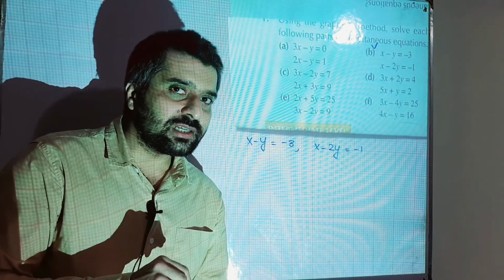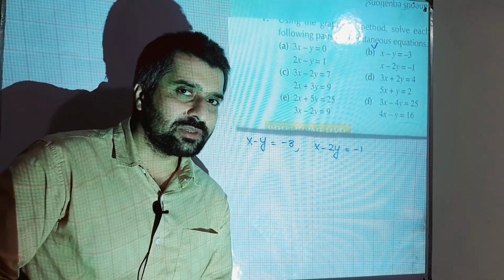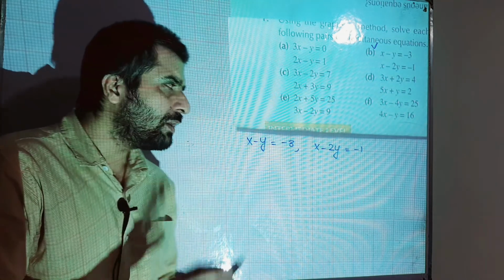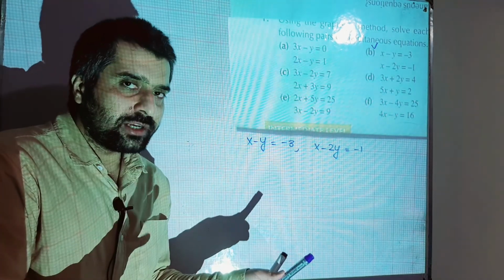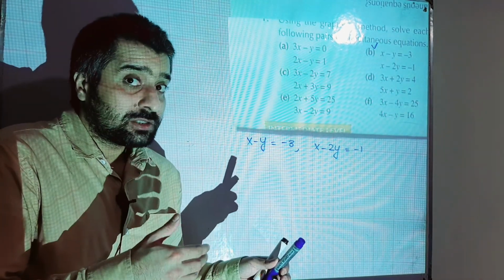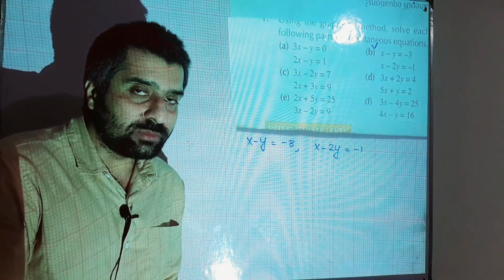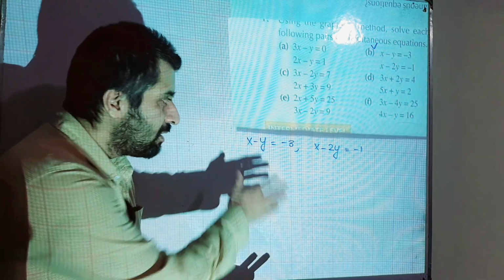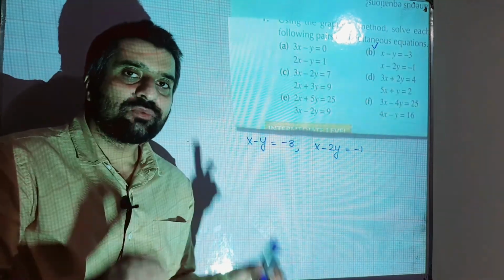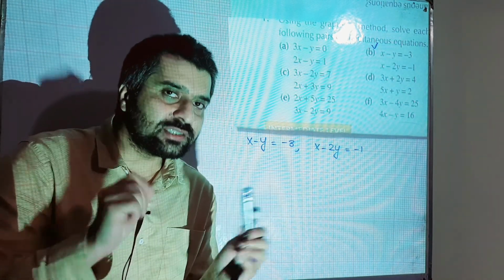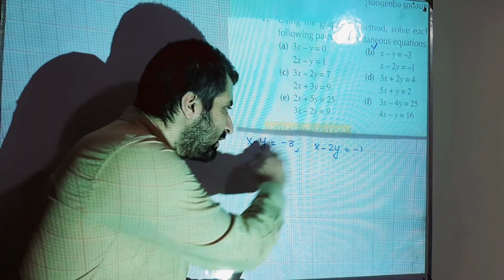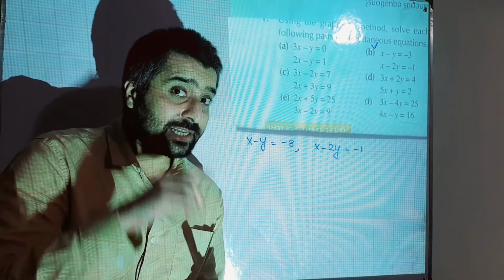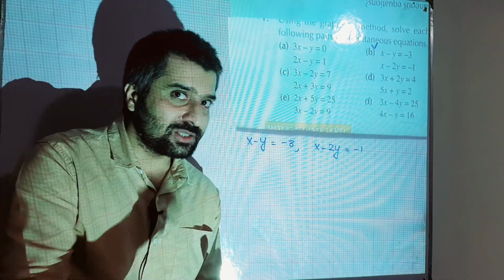How to do it graphically? Graphically means we will be taking the help of a graph. And how to draw a graph? We will be assuming some values of x, and we will find corresponding values of y for each of these equations. First of all, we have to find the set of points to draw the graph of this one and this one. When you draw the graph, they will intersect at one point, and that point is the solution.